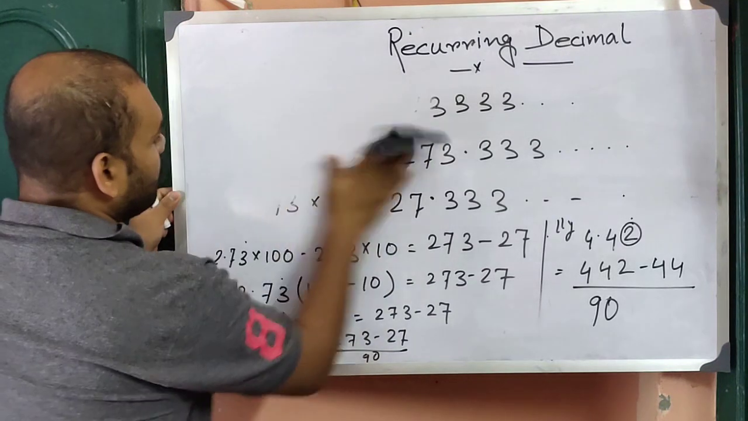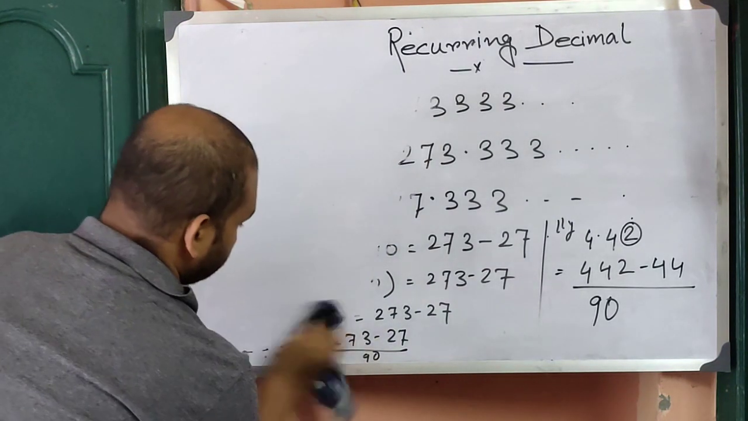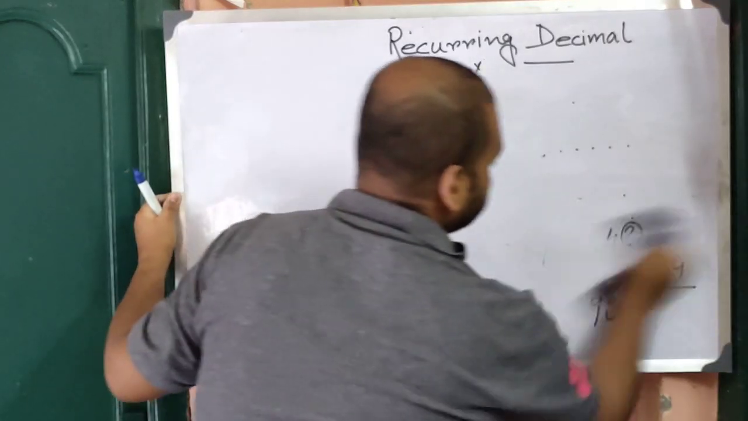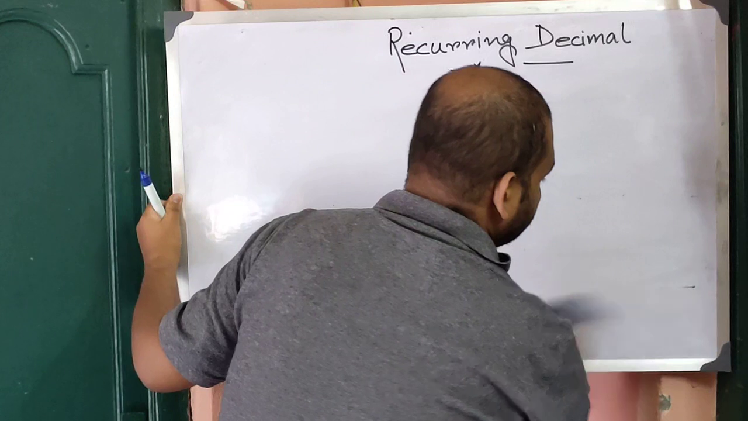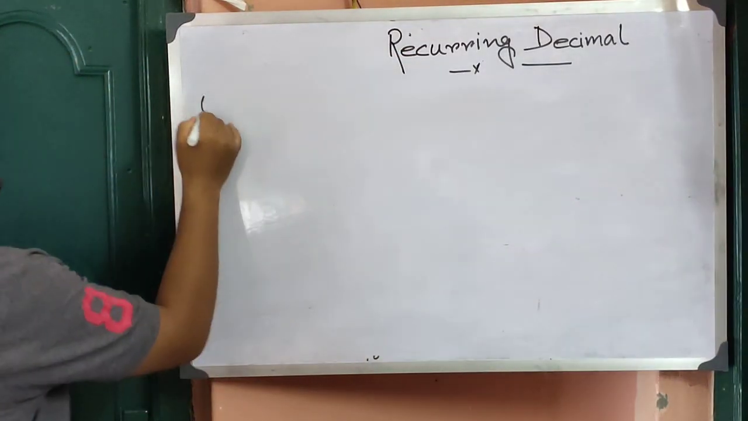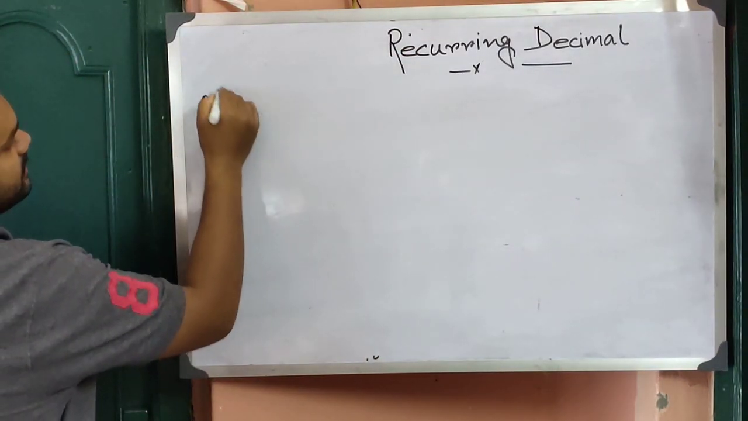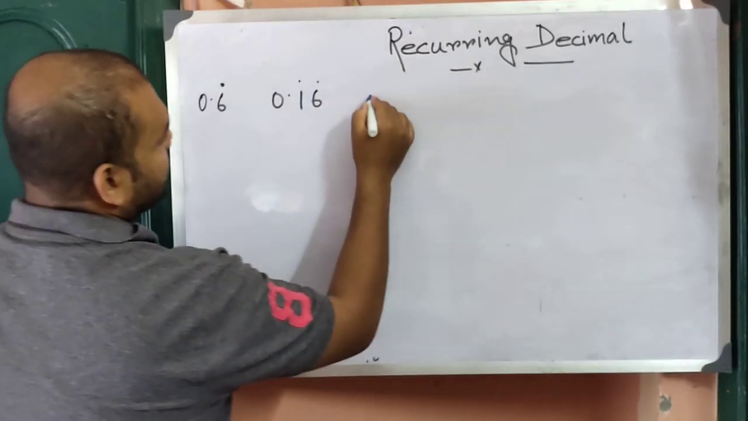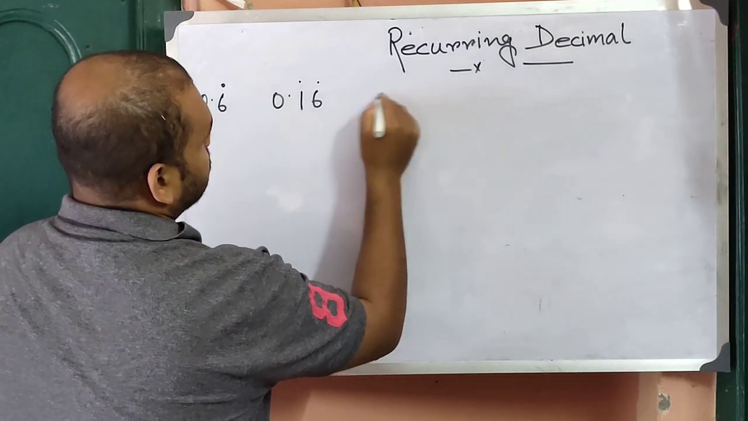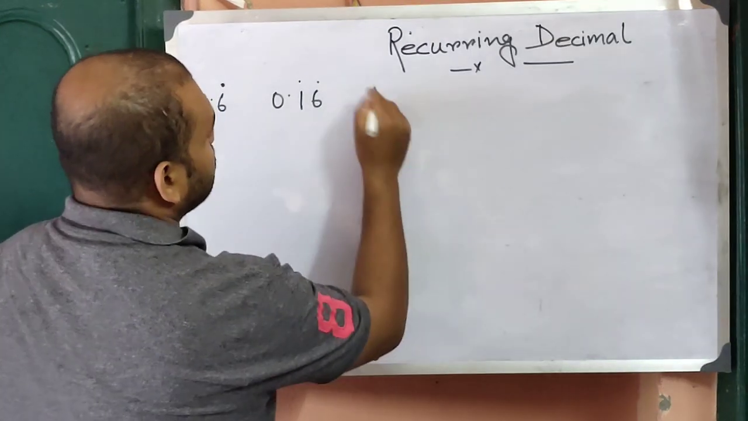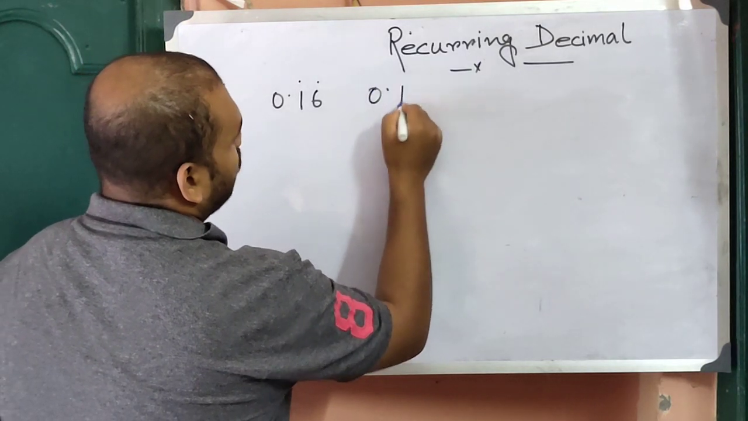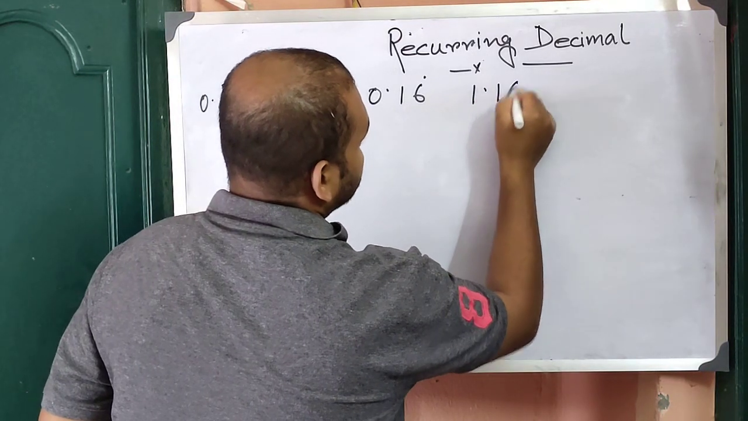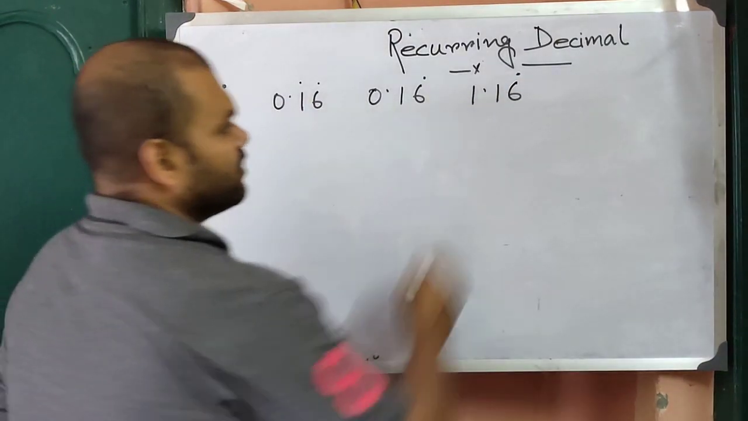Now I am giving you a few examples, a few types of numbers. Suppose at first 1 2 3, first suppose 0.6 recurring, next 0.16 recurring, next 0.16 with both digits recurring, like this, next 1.16 recurring, like this. So how to write them down?